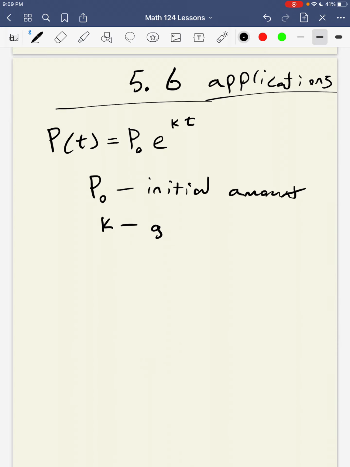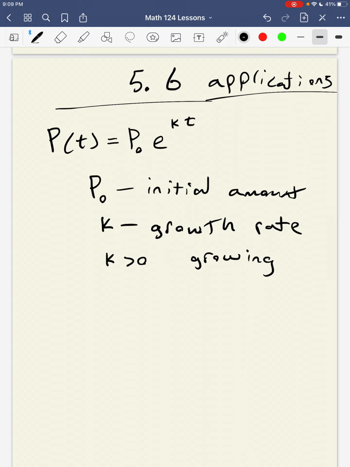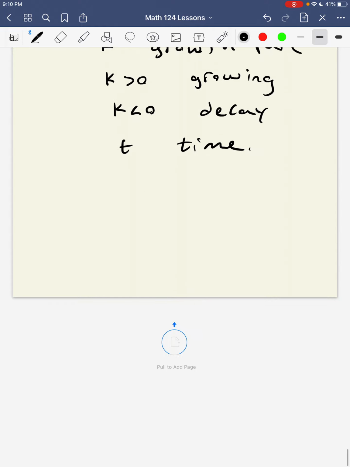k is the growth rate. If k is a positive number, it's growing. If k is a negative number, then we have a decay model. And then t is usually just time. Okay.